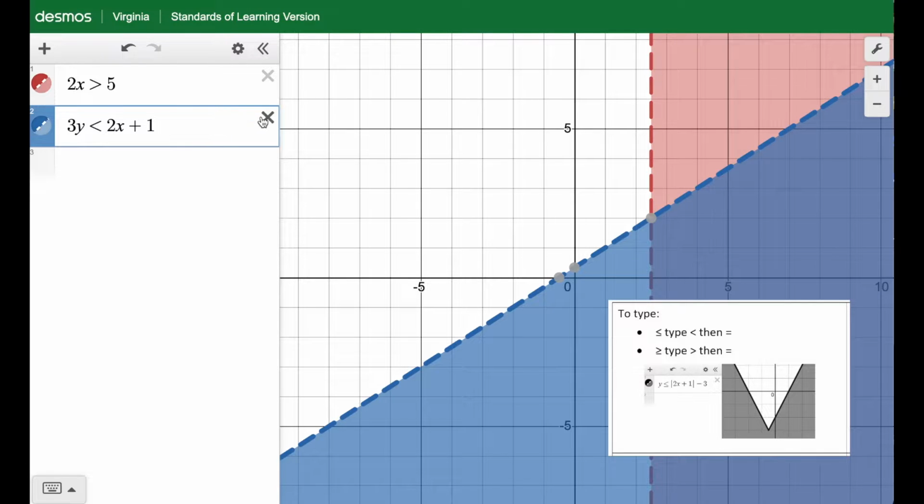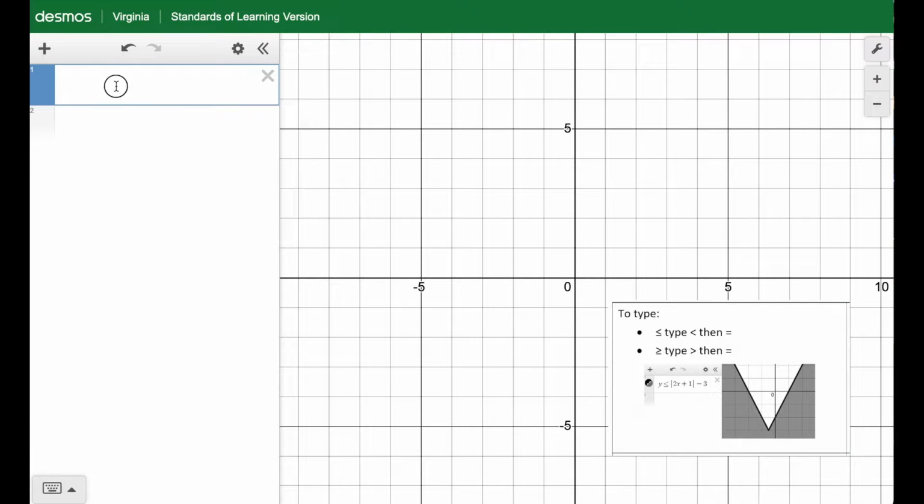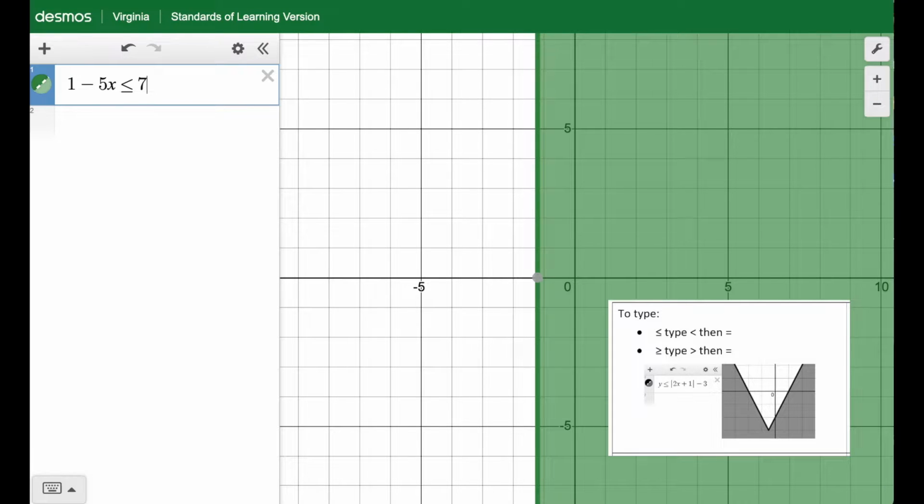But let's say that I wanted to type something that had an equal sign. I would start typing my equation as usual. So let's say 1 minus 5x. And then if I want less than or equal to, I would type the less than and then type the equal sign that's in the top row of your keyboard, and that'll automatically include an equal sign with the less than sign. That's an awful equation, but you get the idea.